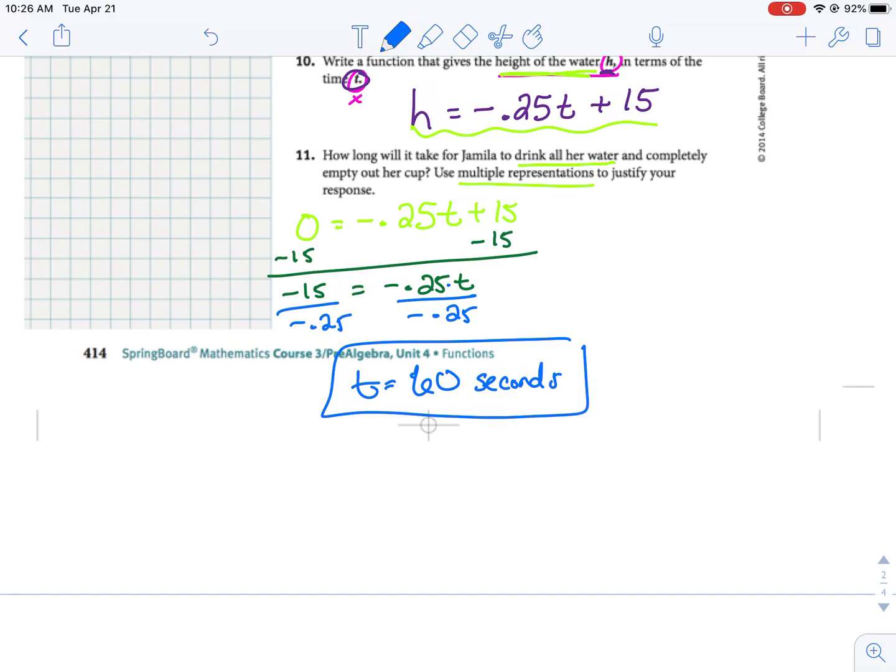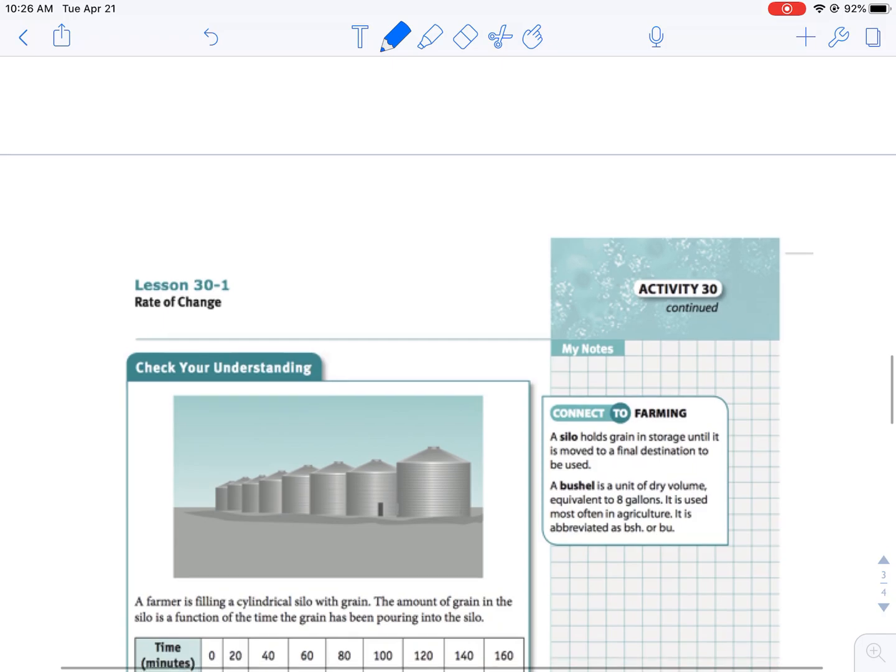If it wasn't going to be a nice value, say it was 60.4 seconds, we wouldn't be able to tell that by the table or the graph. That equation is probably the best way to go.